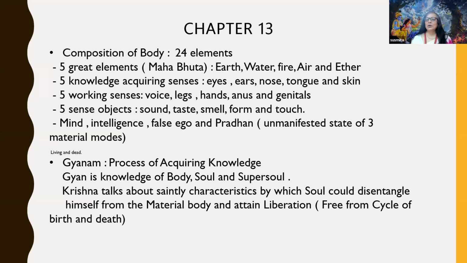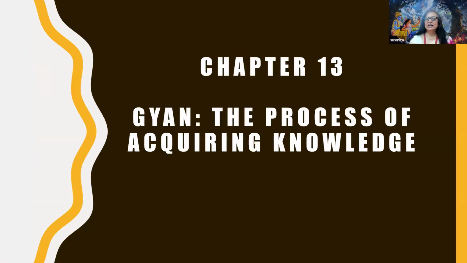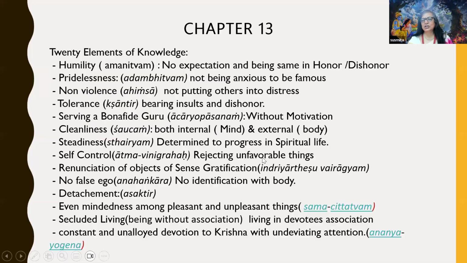And he says you have to have something, some characteristics, the saintly characteristics. When you have these saintly characteristics, then you are capable of understanding the knowledge, gyan, about body, soul, and super soul. And what are these characteristics? Then Krishna explains in the next section about the 20 elements of knowledge. He says that when you have these characteristics, then you are capable of getting that knowledge. And what are these characteristics?